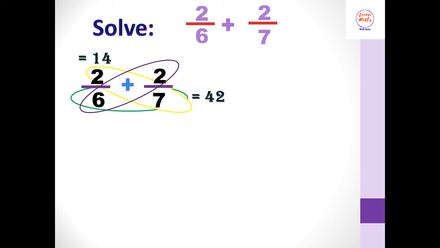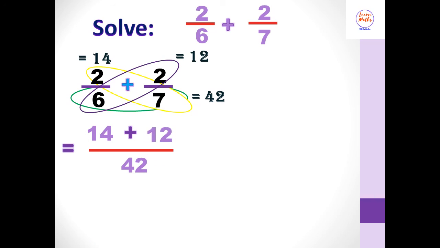Now we have 2 times 6 is 12. In summary, we have 42 as the LCM, then 14 plus 12, which is 26 over 42. So this butterfly method is very straightforward. There are other methods you can use, which I will show in another video, but for this video I'm using just this butterfly method.